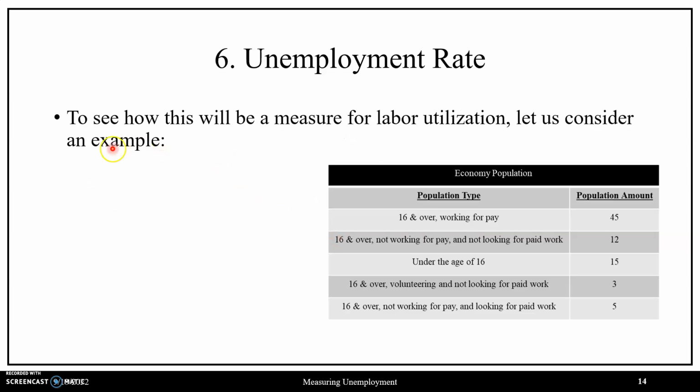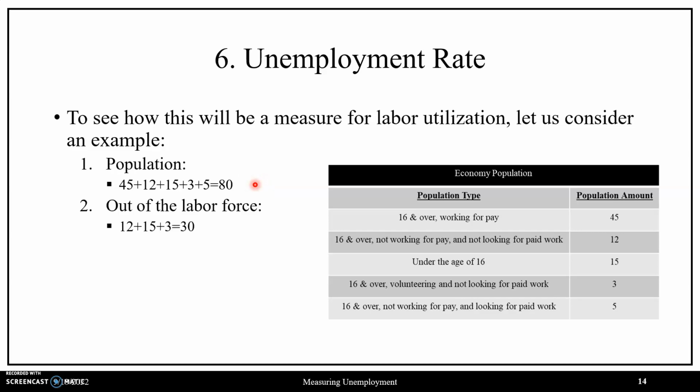So to see how the unemployment rate is a measure for labor utilization, let us consider an example, where on the right we have a table of an economy's population and some classifications, where in terms of the total population of this economy, this is just going to be the sum of 45, 12, 15, 3, and 5, where this economy thus has a population sum of 80, where in terms of out of the labor force, these are going to be individuals who are not labor resources for the economy.